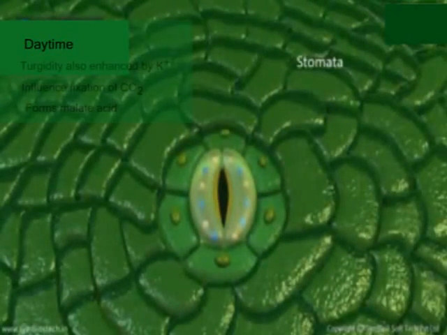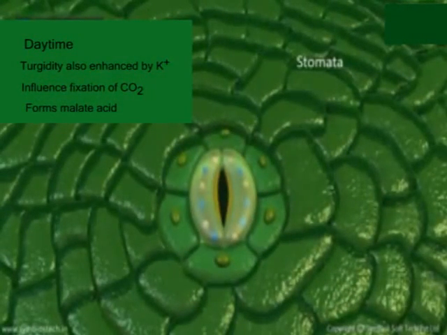The turgidity is also enhanced by the entry of potassium ions into the guard cells, which are thought to influence the fixation of carbon dioxide during photosynthesis. During daytime, light causes influx of potassium ions into the guard cells, leading to carbon dioxide fixation with formation of malic acid.